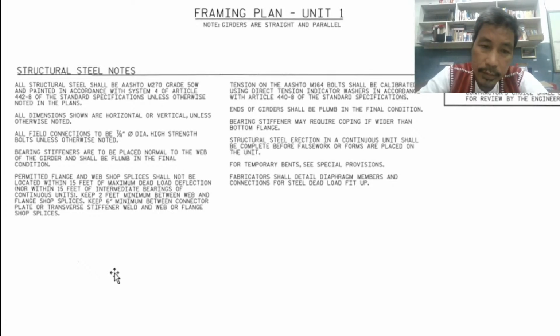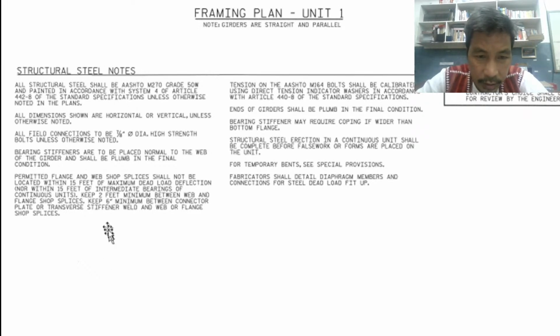And we cannot make a flange connection within 15 feet, nor within 15 feet of intermediate bearings of continuous units. Meaning to say, even intermediate bearings must not be within 15 feet.